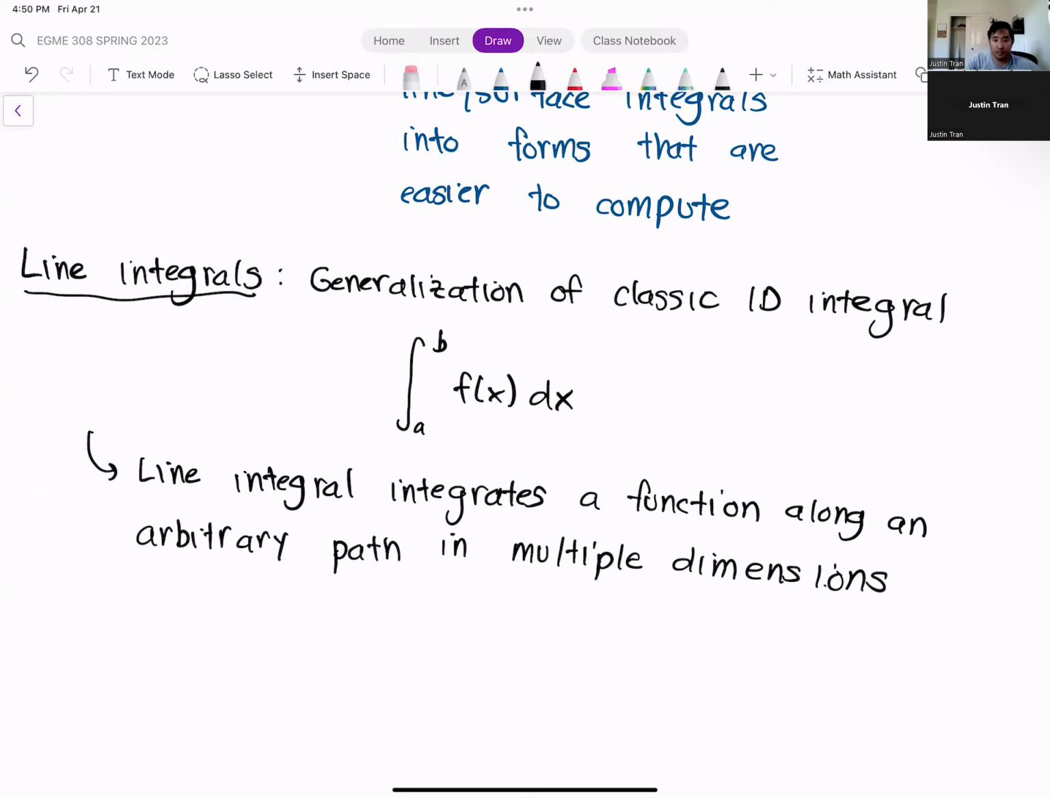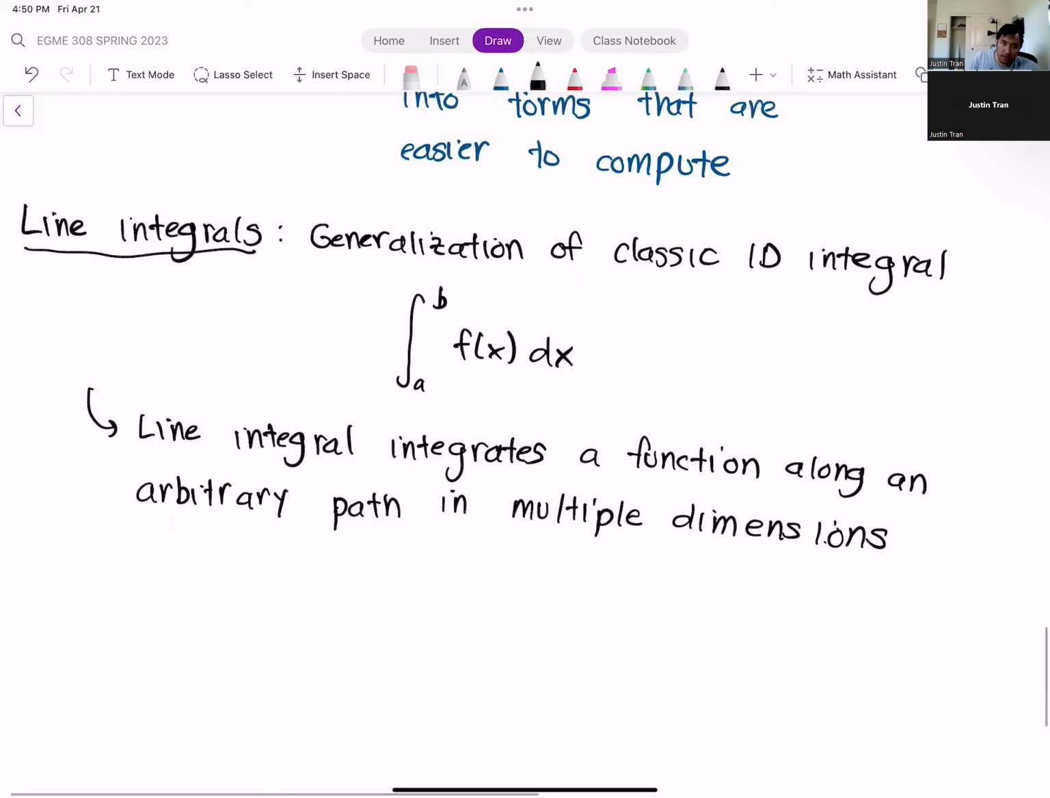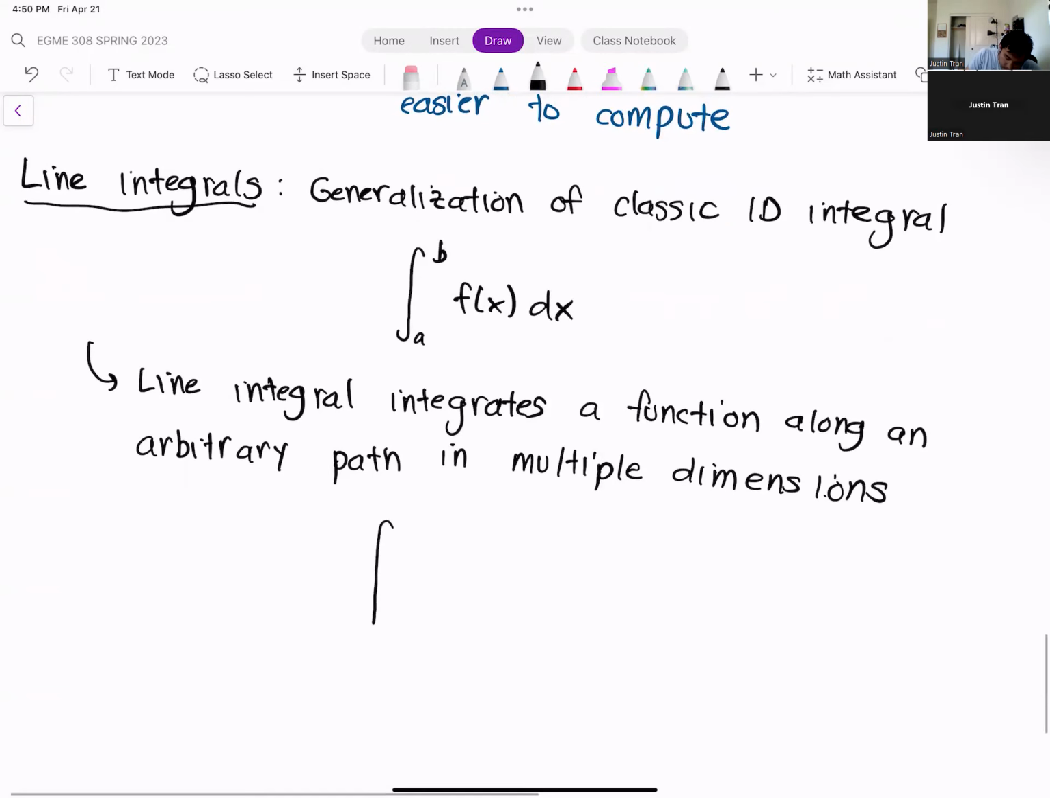Okay. So that's basically all it is. And so the classic form for the line integral looks something like this. We have some function which we parameterize in terms of some path r, and then we basically take the dot product between this function and the path's tangent, which is dr.